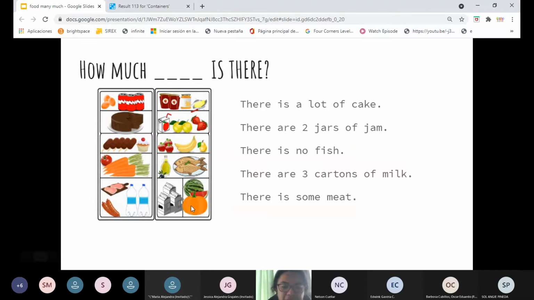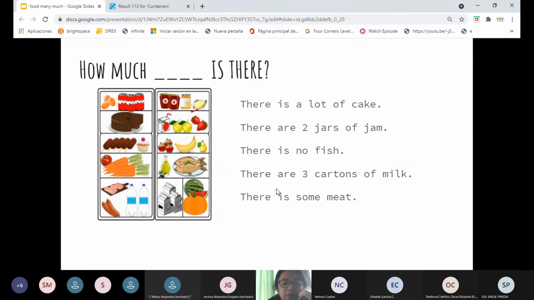All right, then we have, guys, what is the question here? It says there are 3 cartons of milk. What would be the correct question there? How much milk is there? Great, Jessica, all right. In this case, recuerden, la leche no la cuento, pero las cajitas de la leche sí, entonces aquí por eso lo ponemos en contable. There are 3 cartons of milk, porque no cuento la leche, sino las cajas, right? There are 3 cartons of milk.